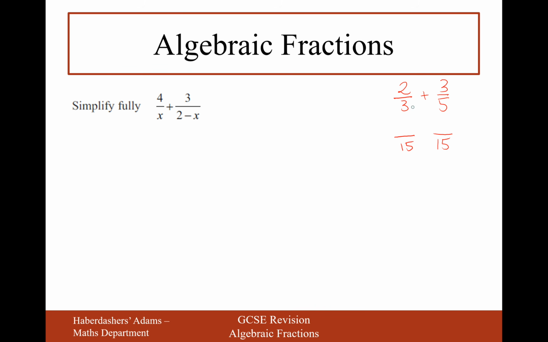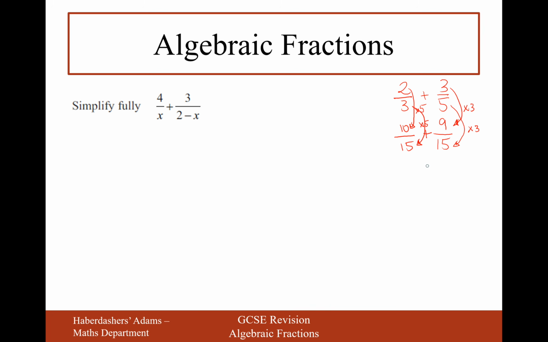So what I've done on this one is I've times the denominator of this one by 5. So I'll need to times the numerator by 5 as well. So that will give me 10. And on this one I've times the denominator by 3, and so therefore I need to times the numerator by 3 as well. And that will give me 9.